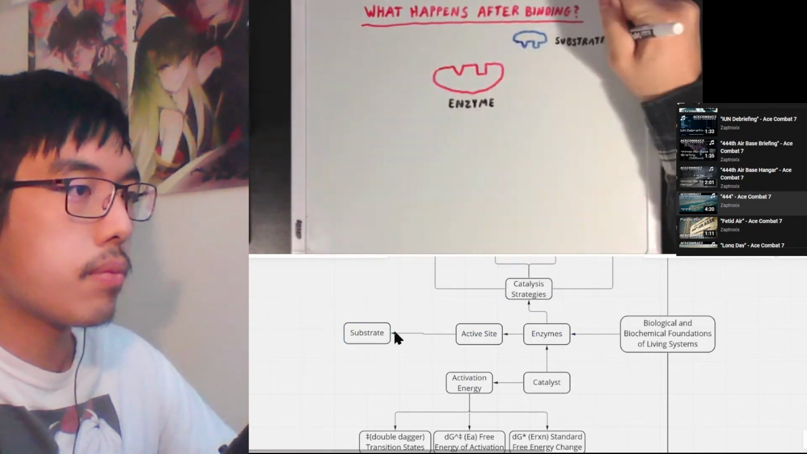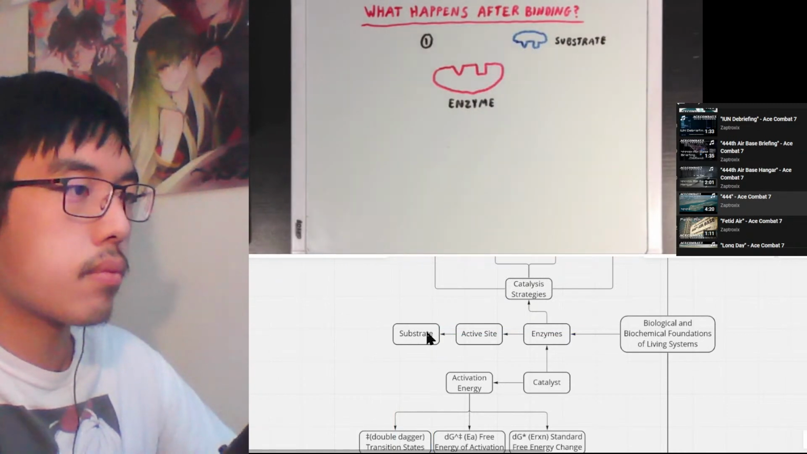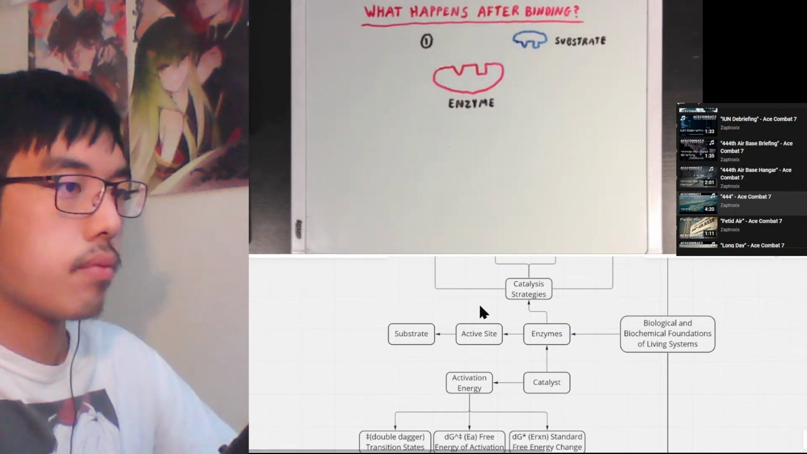So first you have your enzyme here and your substrate over here, and I'm just going to label this with the number 1, since it'll be the first thing that happens in the sequence of events to come. And at this stage, nothing has happened yet, and the enzyme and the substrate have yet to come in contact.